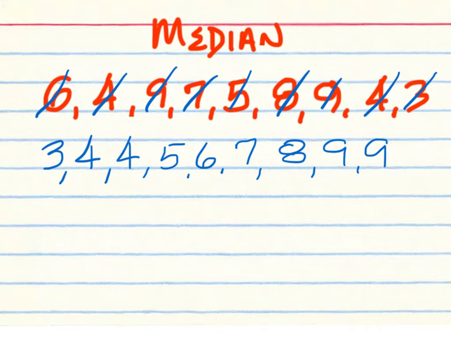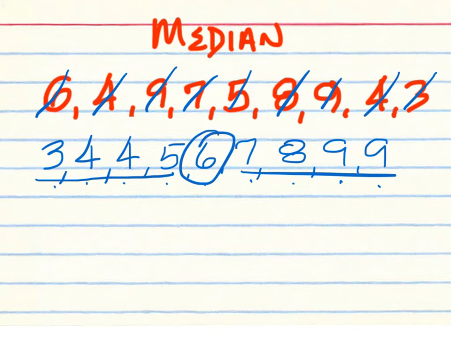Now count up how many numbers you have. 1, 2, 3, 4, 5, 6, 7, 8, 9. Half of 9 is 4 1/2. So we can only go over 4 numbers here and 4 numbers there. And that would leave us with the exact middle number, which is 6. 6 is the median for this list of numbers. The median is the middle number in a list.